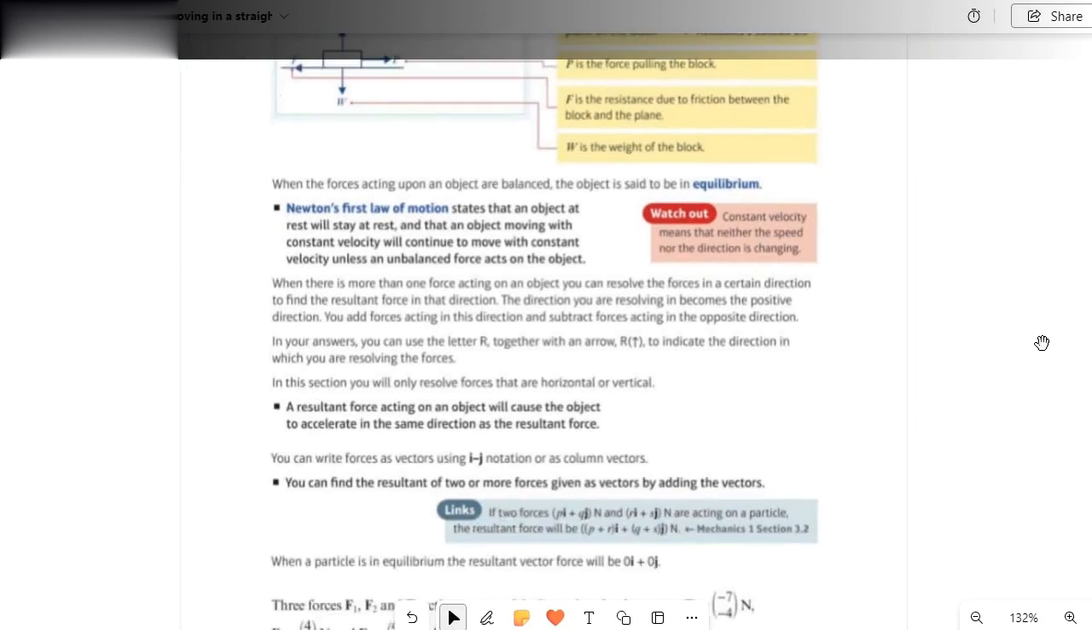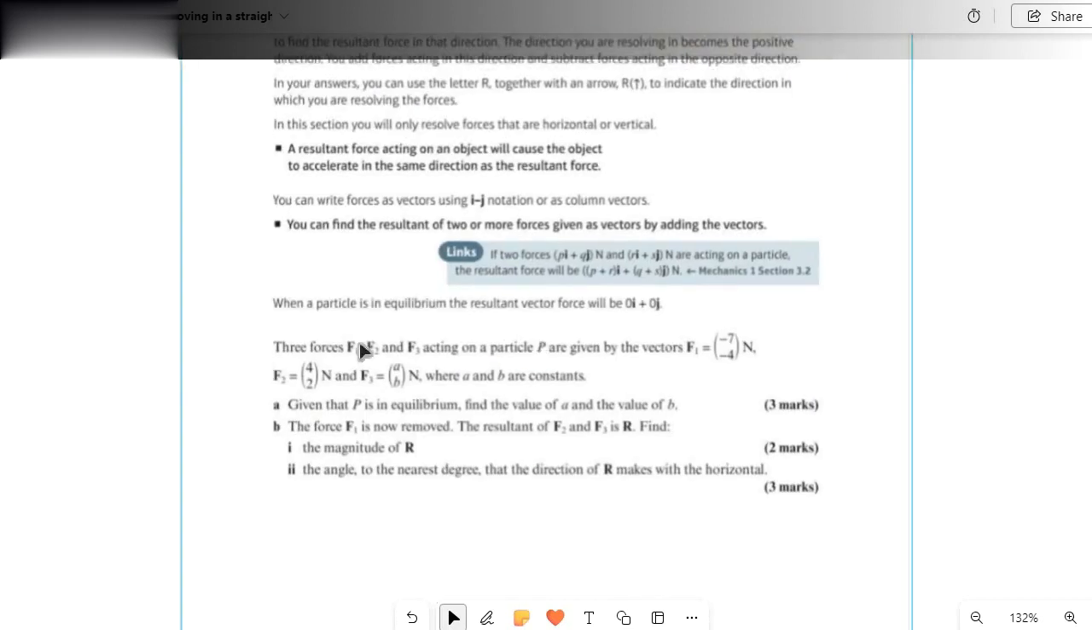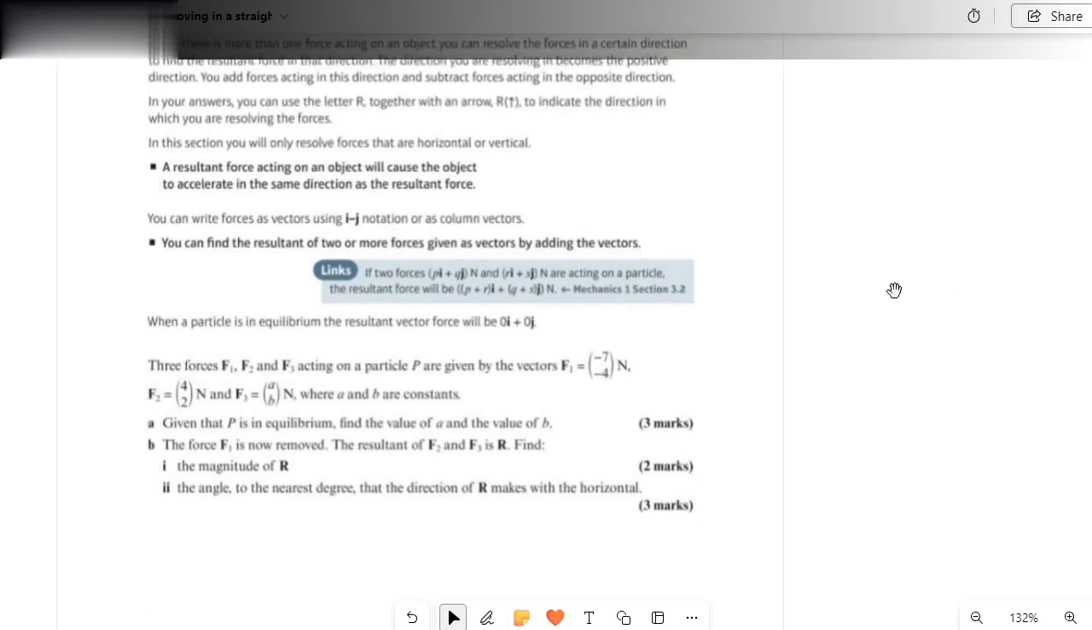You can also write forces using i, j notation or column vectors as described in my previous video, and you can find the resultant of two or more forces given as vectors by adding the vectors. When a particle is in equilibrium, the resultant force will be 0i plus 0j. So now let's do an example question.